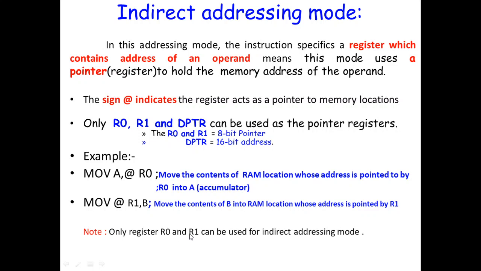Now take care: R0 and R1 only work as 8-bit pointers, nothing else. R2, R3, R4 we are not using. For a 16-bit pointer there is only DPTR, to access the external memory. And if you want to access the internal memory, the 16-bit pointer is PC, the program counter. Means PC and DPTR are 16-bit pointers. PC, the program counter, accesses internal memory, and DPTR accesses the external memory.